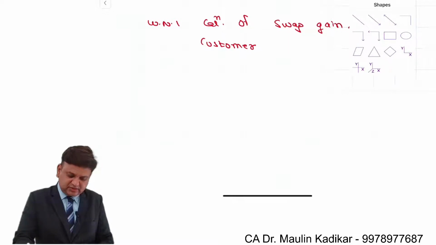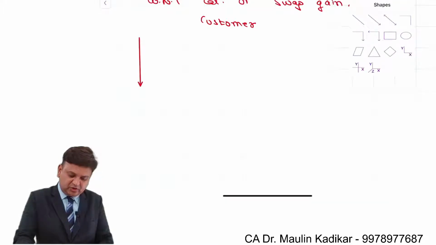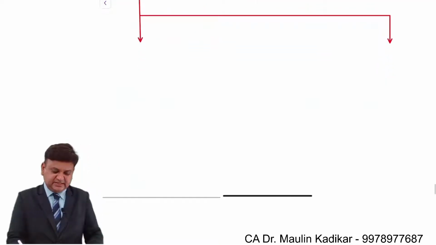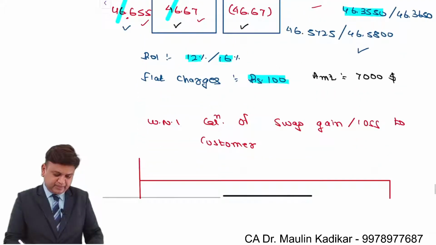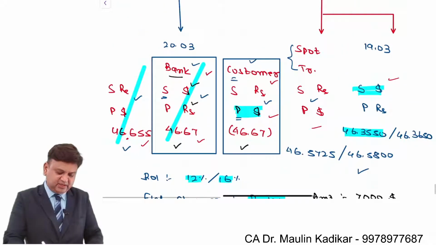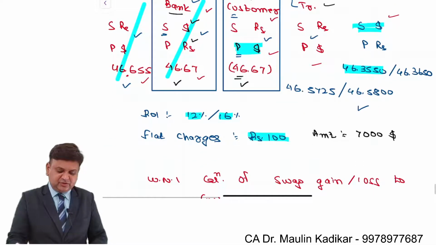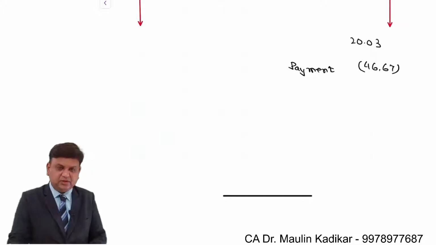Dear students, swap gain or loss will be calculated something like this. One will be the swap gain or loss due to cancellation of the transaction. We understand that the transaction is cancelled for 20th of March. This transaction has been cancelled, which was initially entered upon by the customer. Why? Because in the spot only this transaction is entered upon. So the rate at which you are going to buy the dollar is 46.67. So you make payment. It is 46.67 to buy a dollar.